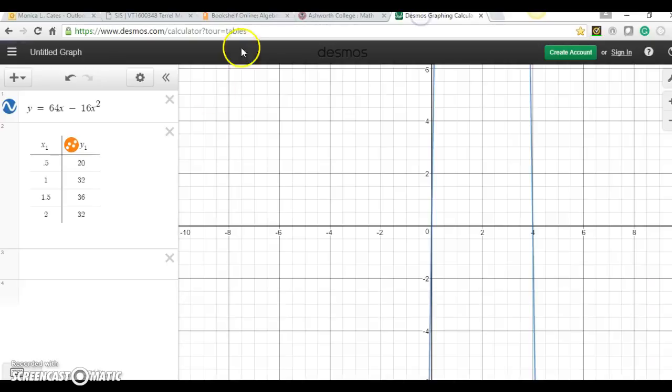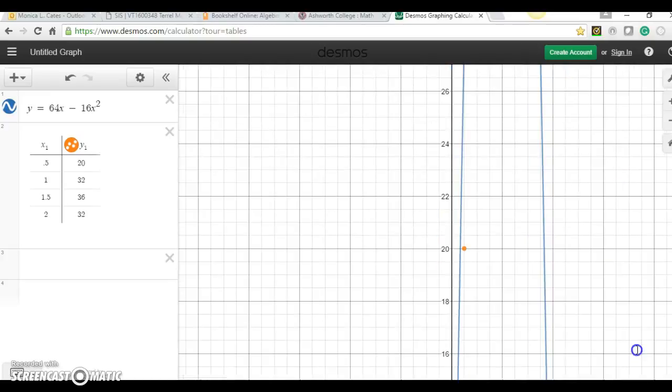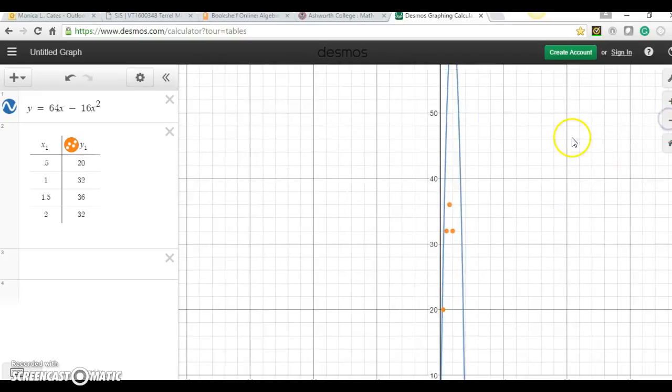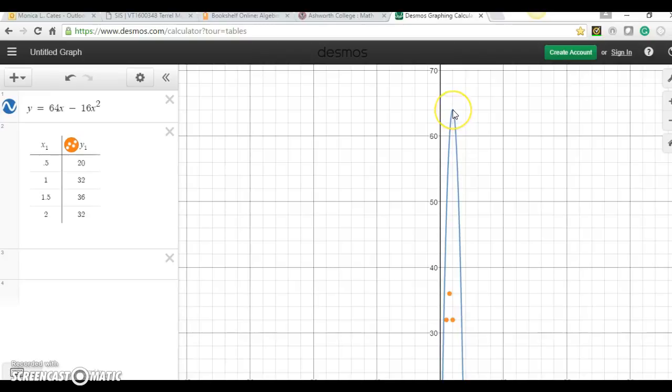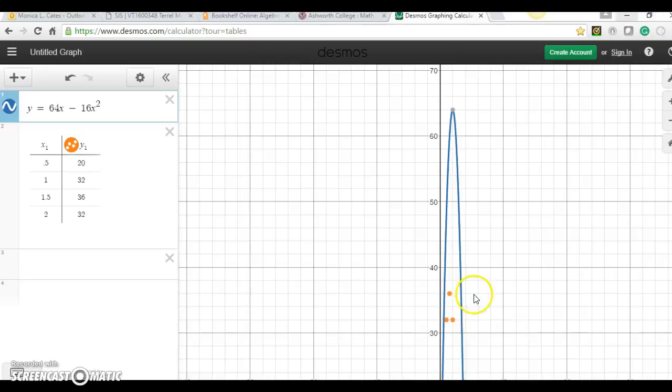Well, I graphed it here on my free graphing calculator at www.desmos.com. Instead of h and t, I use y and x because I'm dealing with a y and x graph. Let me zoom out a little bit so I can see it a little better. The height of my graph of the first one is 64, and the height of the second one is 36.